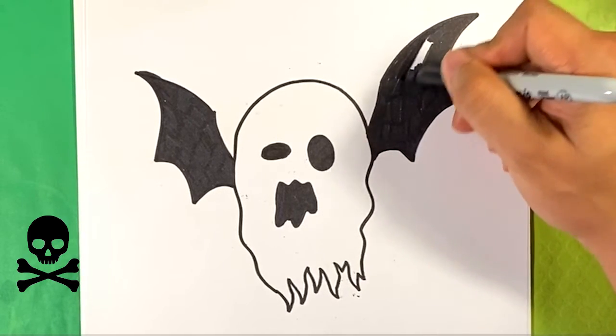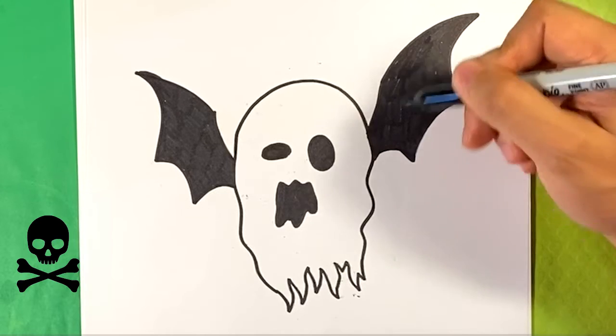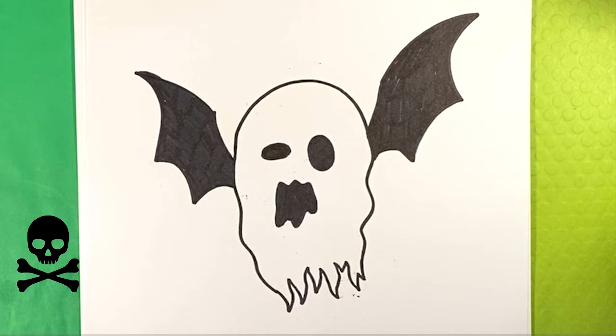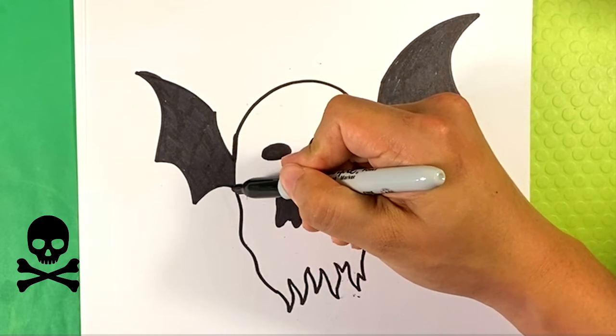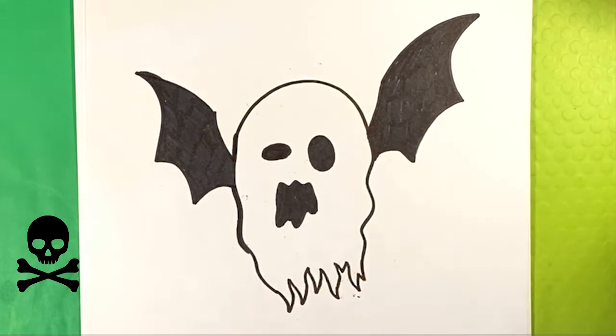All right, continue to fill in here. Cool. I'm going to also give it a thicker outline around the ghost shape itself. I just think it could use that. And it's gonna give it a little bit more of a merging quality.